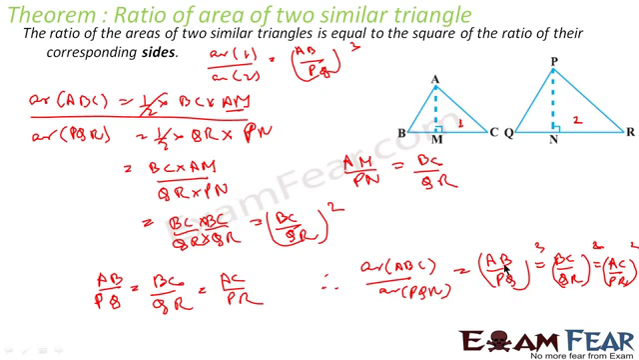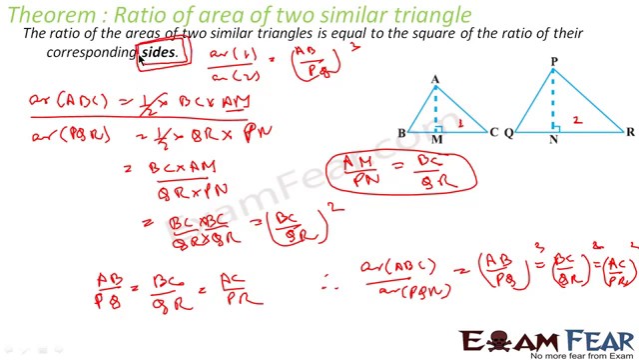The ratio of area of these two triangles is AB by PQ square. You take any two sides, you take the ratio and you find the square, that is equal to ratio of area of these two triangles. That is the theorem. Correct? How is this equal to this? This we have proved in the last slide. If you have not seen, watch the previous video. That is, ratio of altitude is equal to ratio of side.